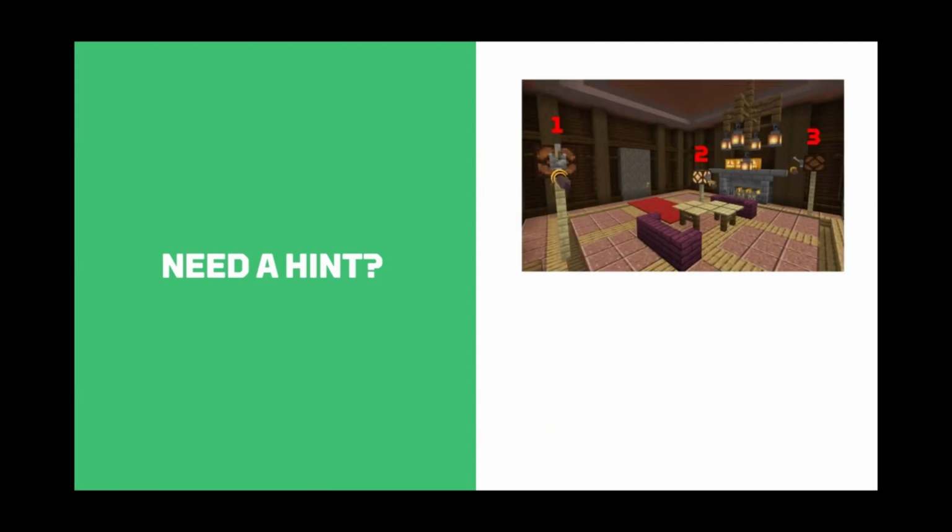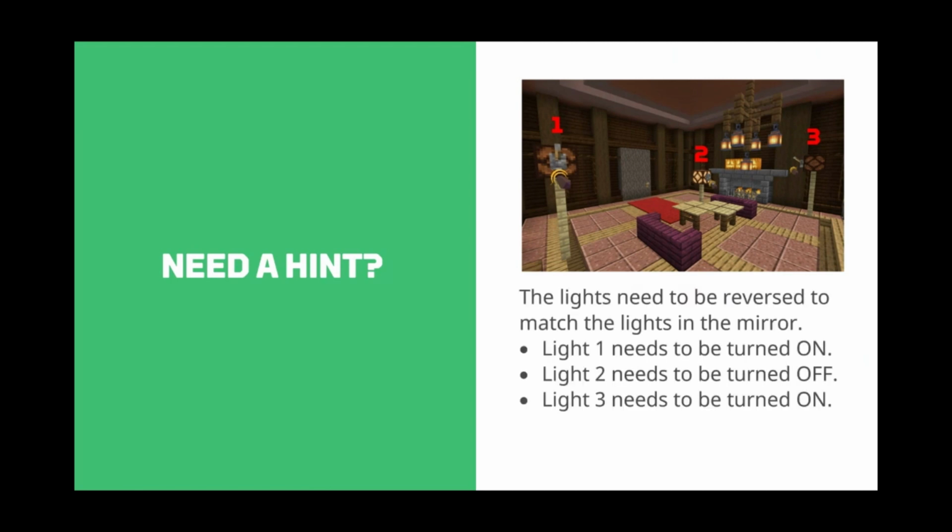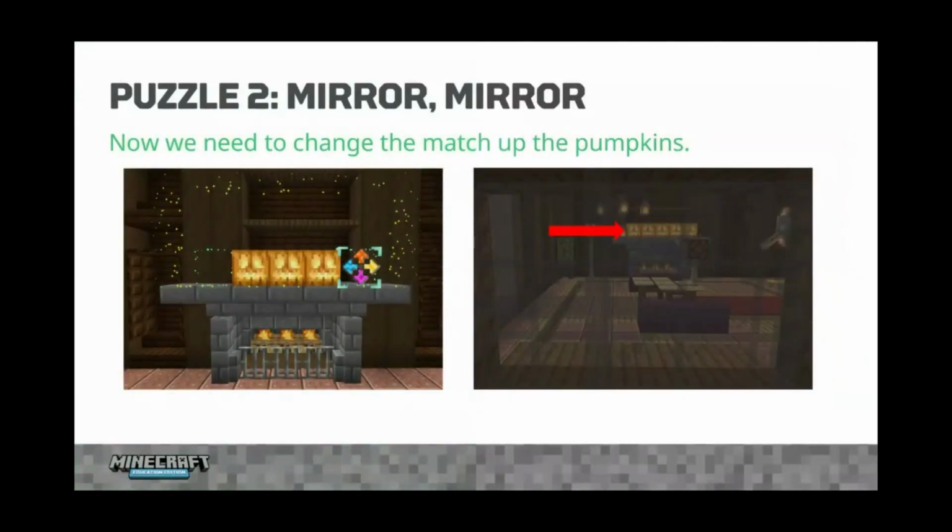So you need to look at those 3 lights and turn the levers to make sure that they match what is in the mirror. And then we need to match up the pumpkins. If you look at your world with the pumpkins above the fire, there's only 3 of them. Whereas in the mirror, there's 5 pumpkins.